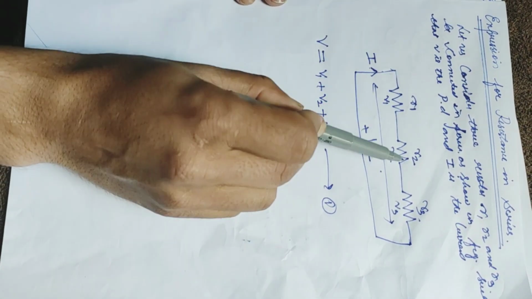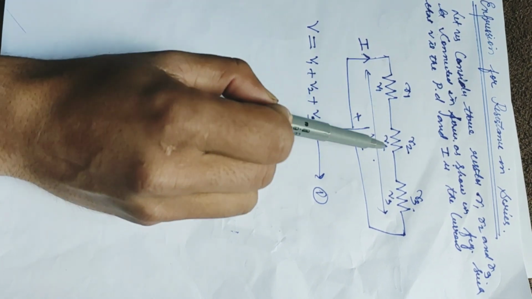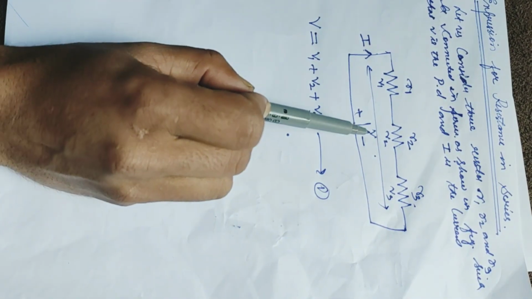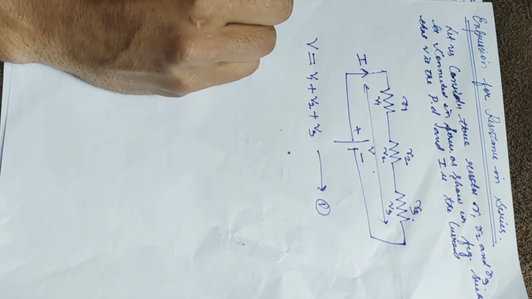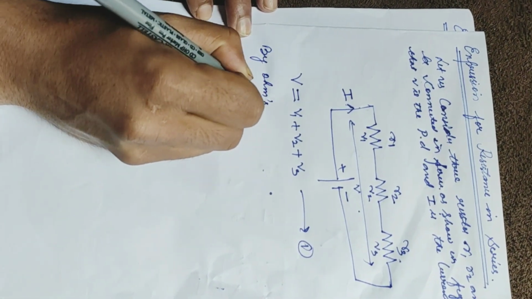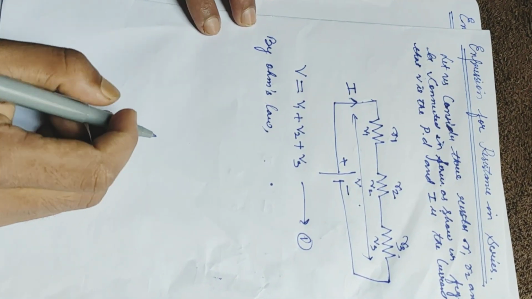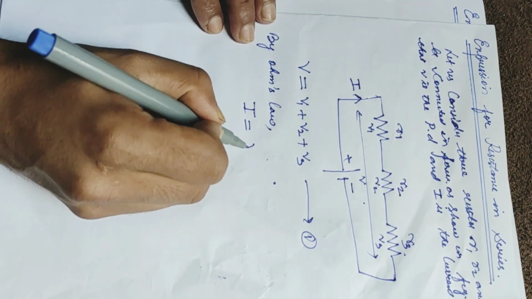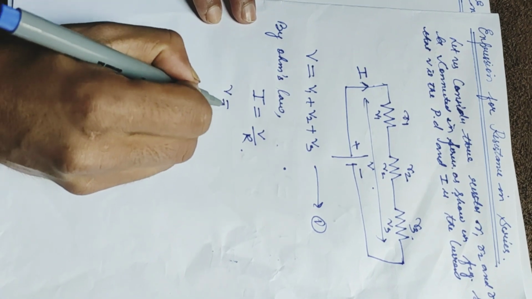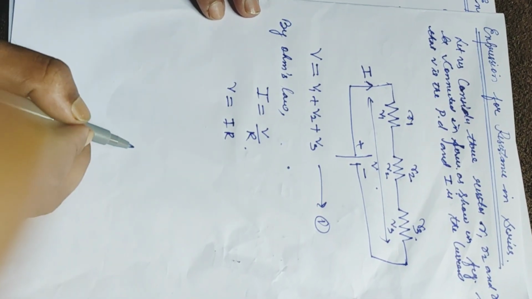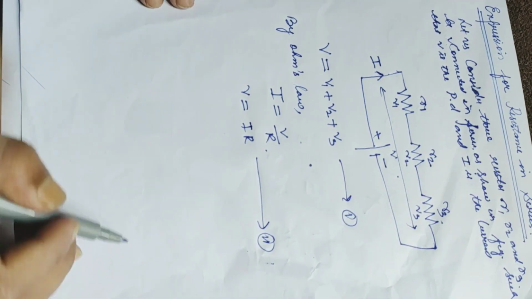That means three resistors are there, R1, R2 and R3, whose potential differences are V1, V2 and V3 respectively, and total potential difference is V. We have also I. By Ohm's law, which I have already explained in this video, we have I is equal to V by R, isn't it? We have already learned. So cross multiply, we got V equal to IR. You can write this as equation 2.